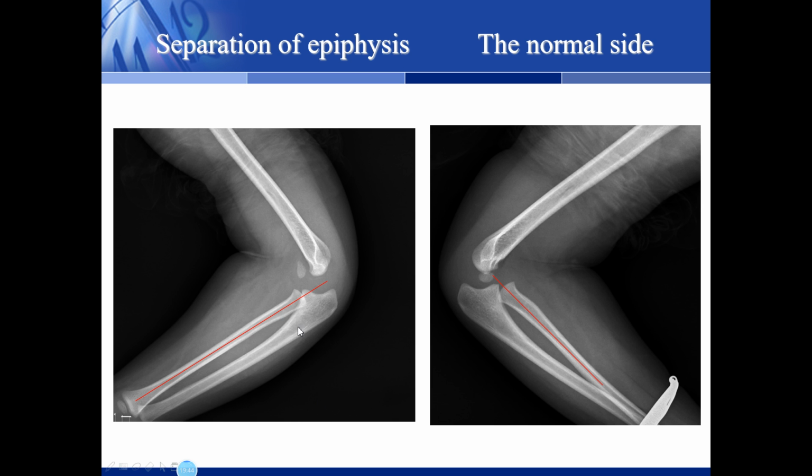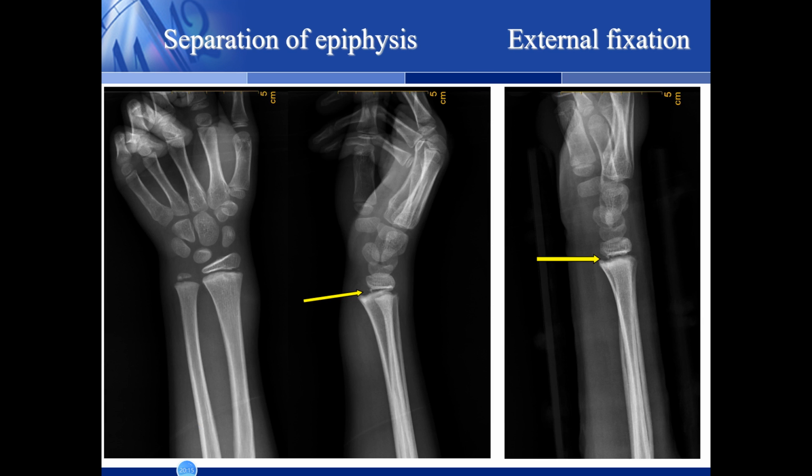In the lateral view it is the same, and we could draw a line across the ulna. In the normal side, the epiphysis is in the line, but in the lesion side, the epiphysis is out of the line, so we could make a diagnosis of separation of the epiphysis.